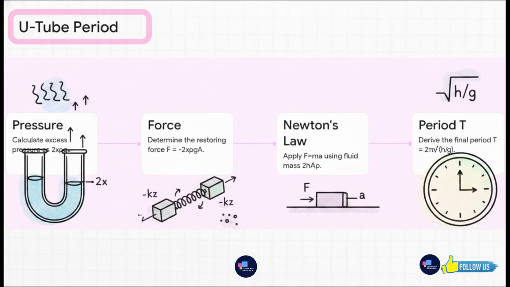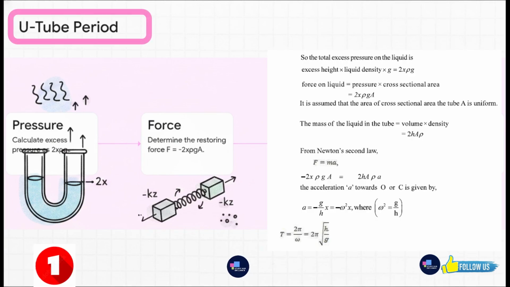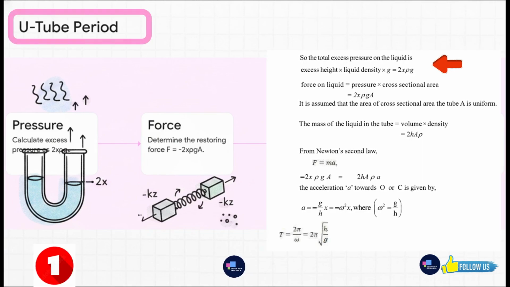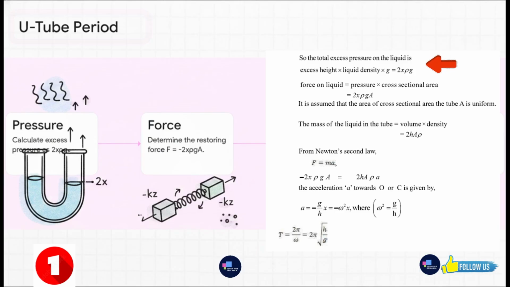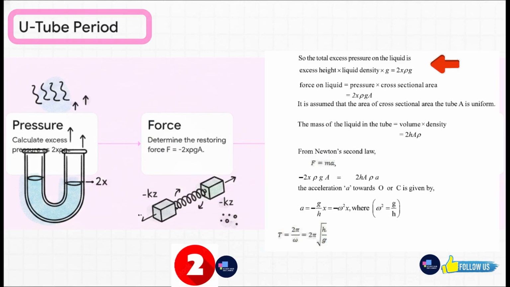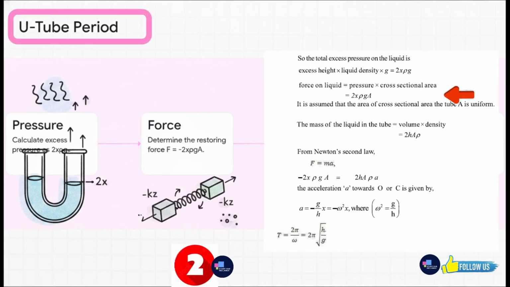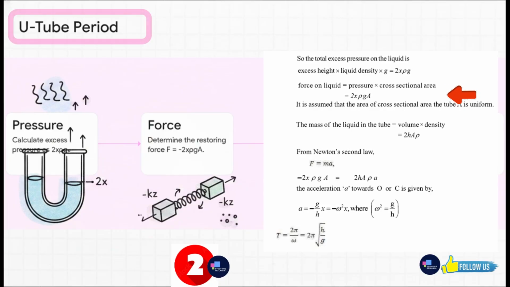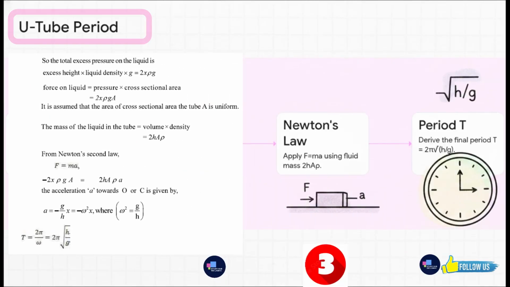Let's slowly walk through this derivation, as it's an absolute favorite for examiners. Step 1. The excess pressure is the excess height, which is 2x times density rho times g. Step 2. We know force equals pressure times area, so the restoring force F is minus 2x rho gA. Step 3. We apply Newton's F equals ma. The total mass of the moving liquid is volume times density, which gives us 2hA rho. So plugging that in, minus 2x rho gA equals 2hA rho times a.